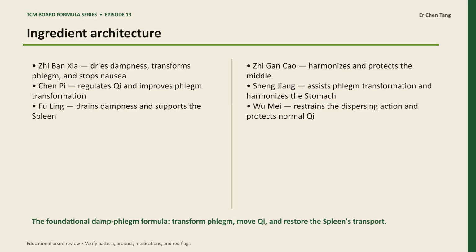Build the formula from its ingredients. Zhi Ban Xia dries dampness, transforms phlegm, and stops nausea. Chen Pai regulates qi and improves phlegm transformation. Fu Ling drains dampness and supports the spleen. Zhi Gan Cao harmonizes and protects the middle. Sheng Jiang assists phlegm transformation and harmonizes the stomach. Wu Mei restrains the dispersing action and protects normal qi.